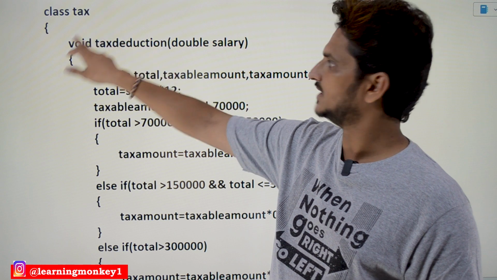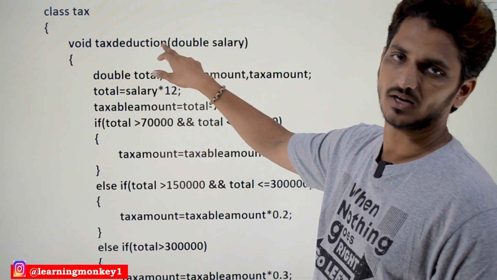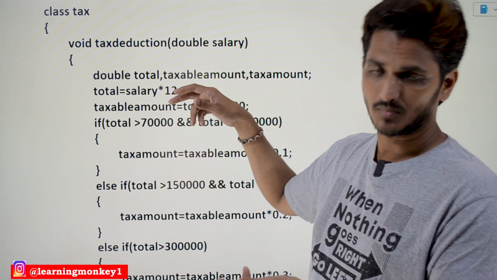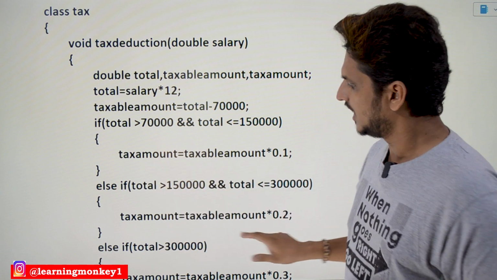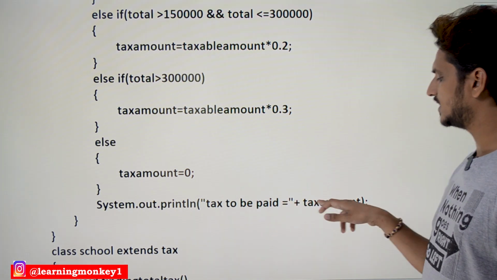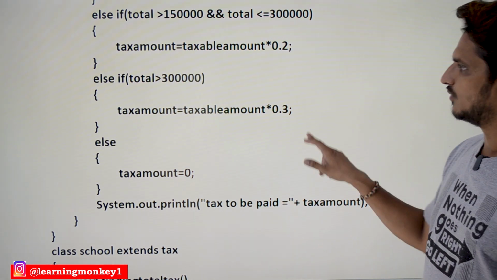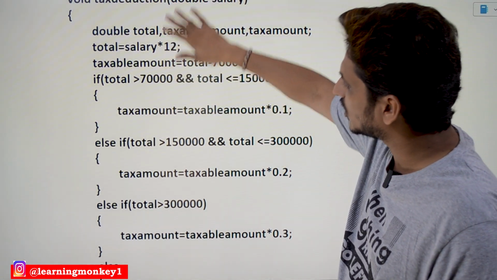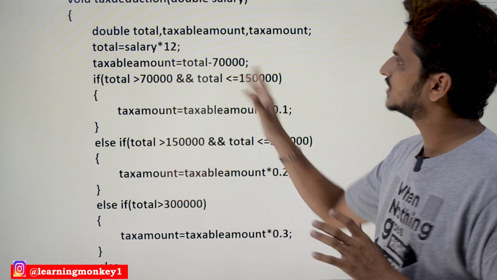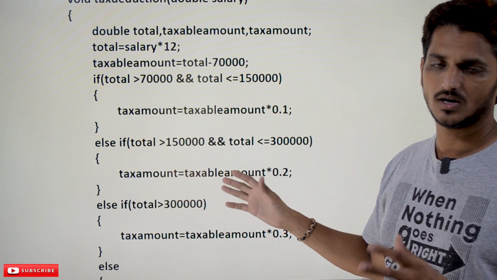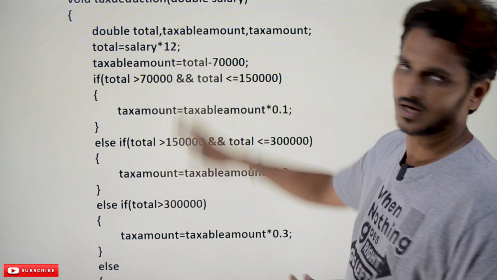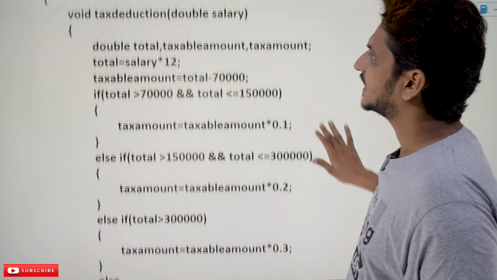Class Tax. In this class we are writing a method, tax deduction. It is going to take the input as salary, a double, the monthly salary, and identify the tax amount you need to pay. Tax to be paid is the amount it is going to display. Whatever logic we discussed above is the logic we placed here. We are not concentrating on the logic part. You check the logic and everything, because with this example you need to understand the concept of inheritance, not the logic. So we have written a class called Tax.